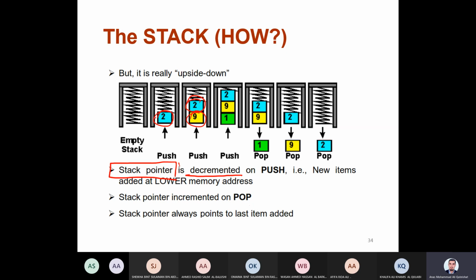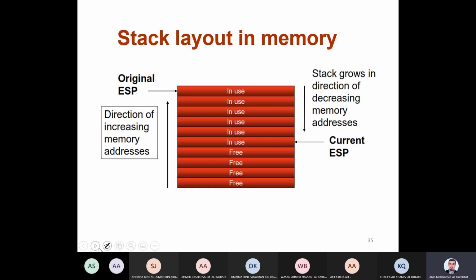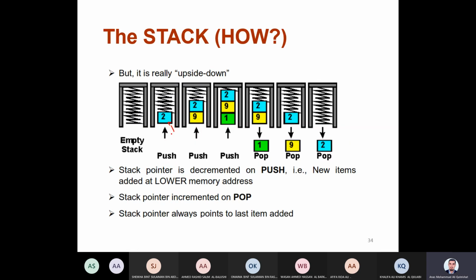So if my stack pointer over here is FFFE, then the stack pointer will point over here. We decrement: FFFE minus 2 gives FFFC, then FFFB, and so on. And when we pop, we increment. So this is how it operates inside the stack memory.